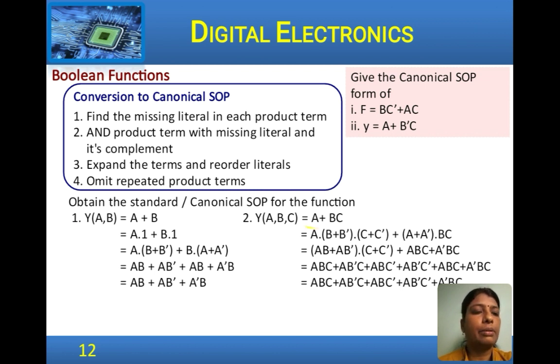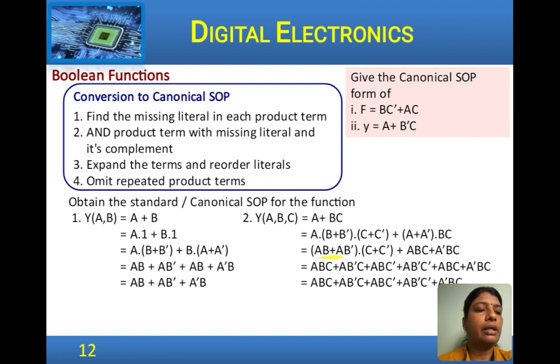Considering the second example that is given, y of a, b, c is a + bc. In the first product term a, the variables b and c are missing. So, AND it with the missing literal and its complement. So, a·(b + b')·(c + c'). And in the second term, a is missing. So, it's (a + a')·bc.